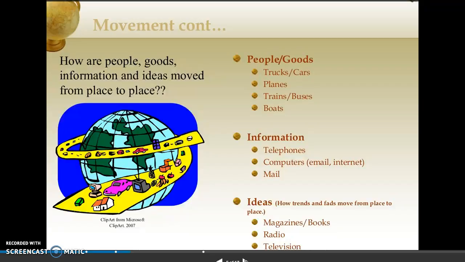How are people, goods, information, and ideas moved from place to place? Well, people and goods are moved by trucks and cars, planes, trains, buses, and boats, as some examples. Information is moved from mail, computers with the internet and email, and telephones. Ideas are moved from magazines and books, radios, and television.